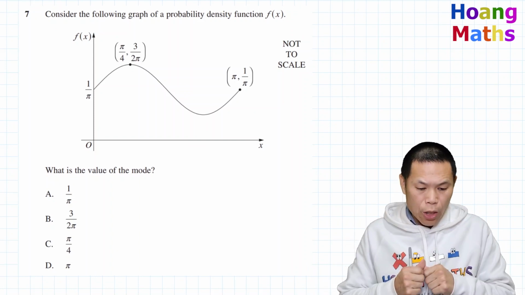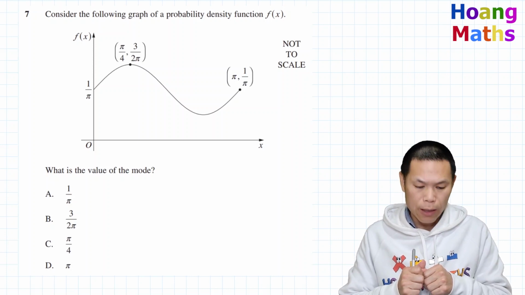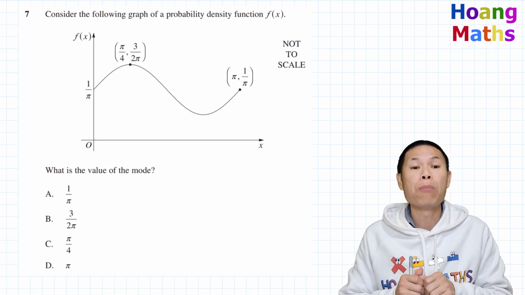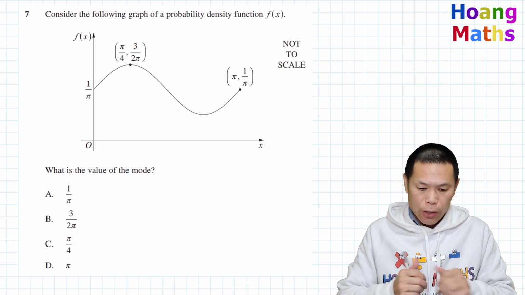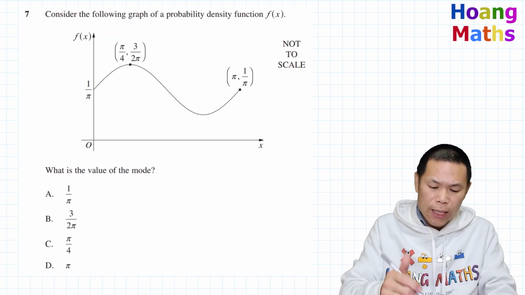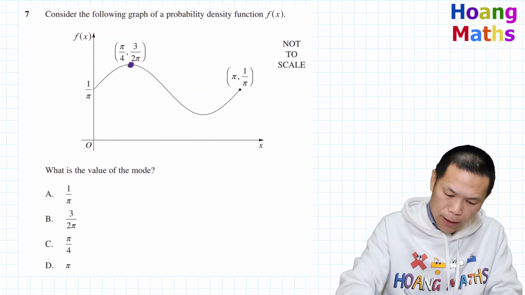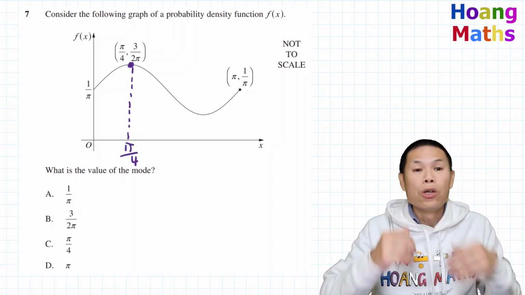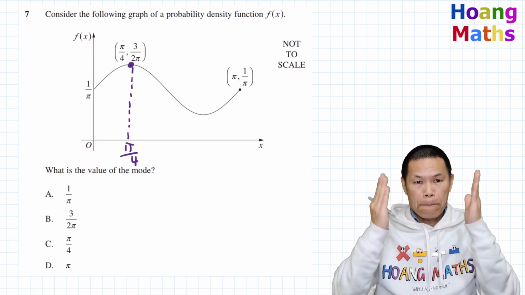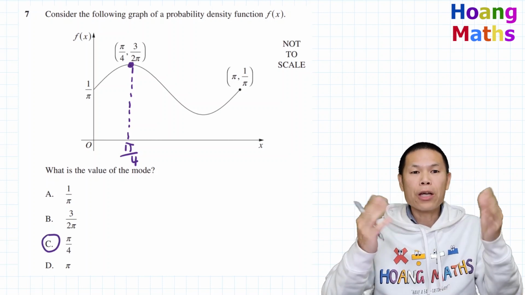Number 7. Consider the following graph of a probability density function f of x. What is the value of the mode? So remember, the mode is the value of x that gives the maximum value of f of x. So therefore, the maximum value of f of x is this point here. So that is when x is equal to pi over 4. So therefore, the mode is pi over 4, which is C. There you go.